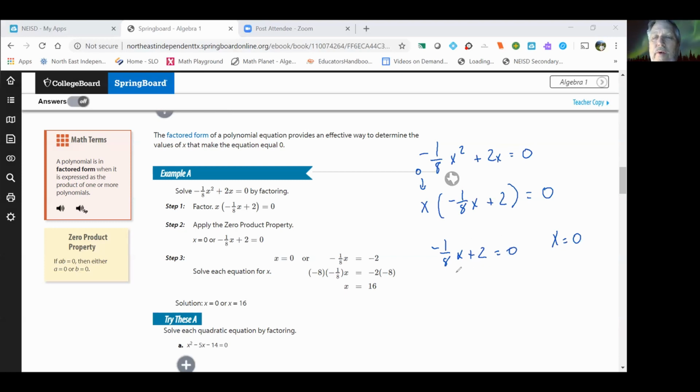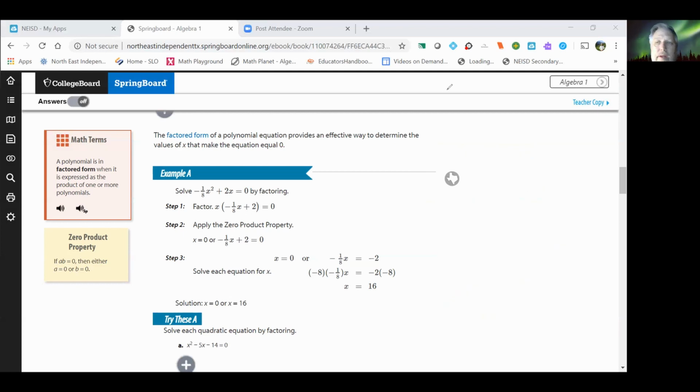And when I do that, I solve for x, and so I have to get rid of the plus 2. So I have negative 1 over 8x is equal to negative 2. And then I want to get x by itself, so I'm going to multiply this by its reciprocal. So it's going to be negative 8 over 1. Negative 8 over 1. And so these all cancel out. That leaves me with x is equal to 16. So that tells me the solutions of this quadratic equation is 0 and also 16.